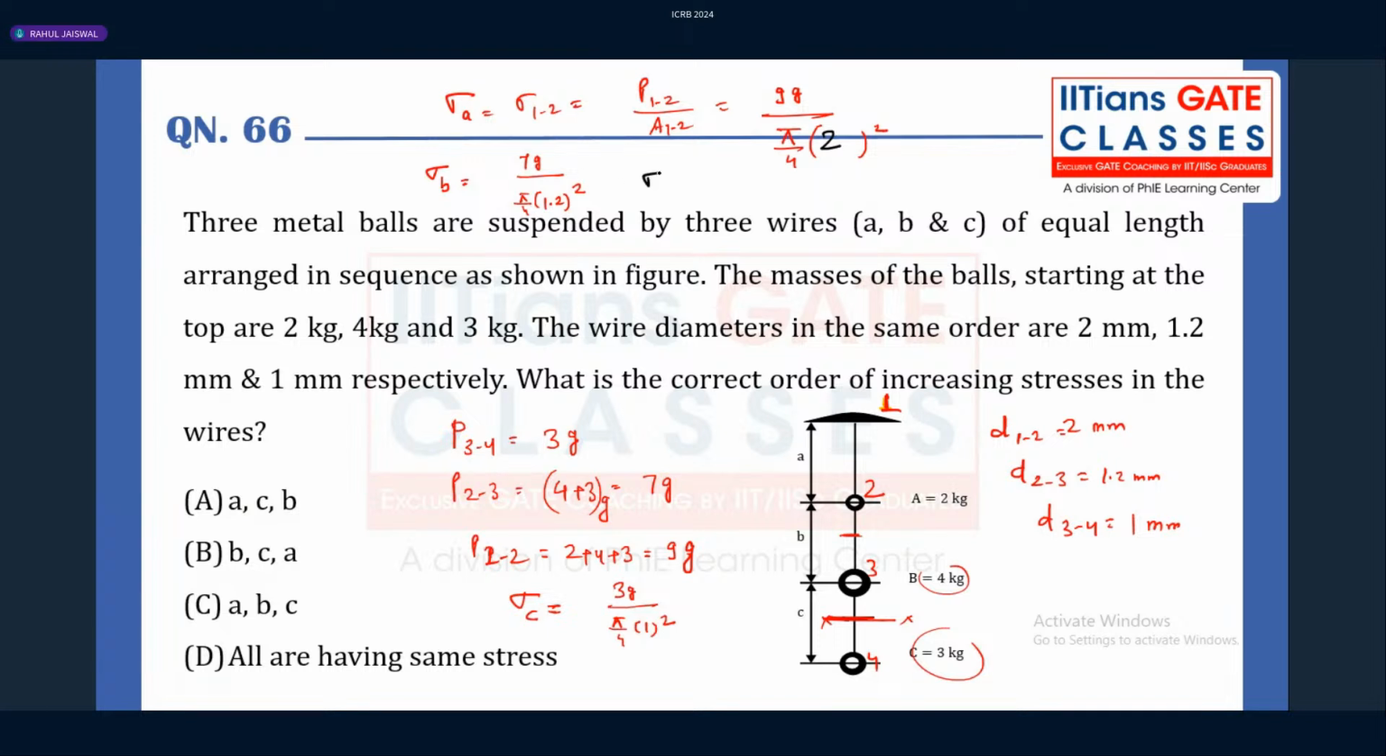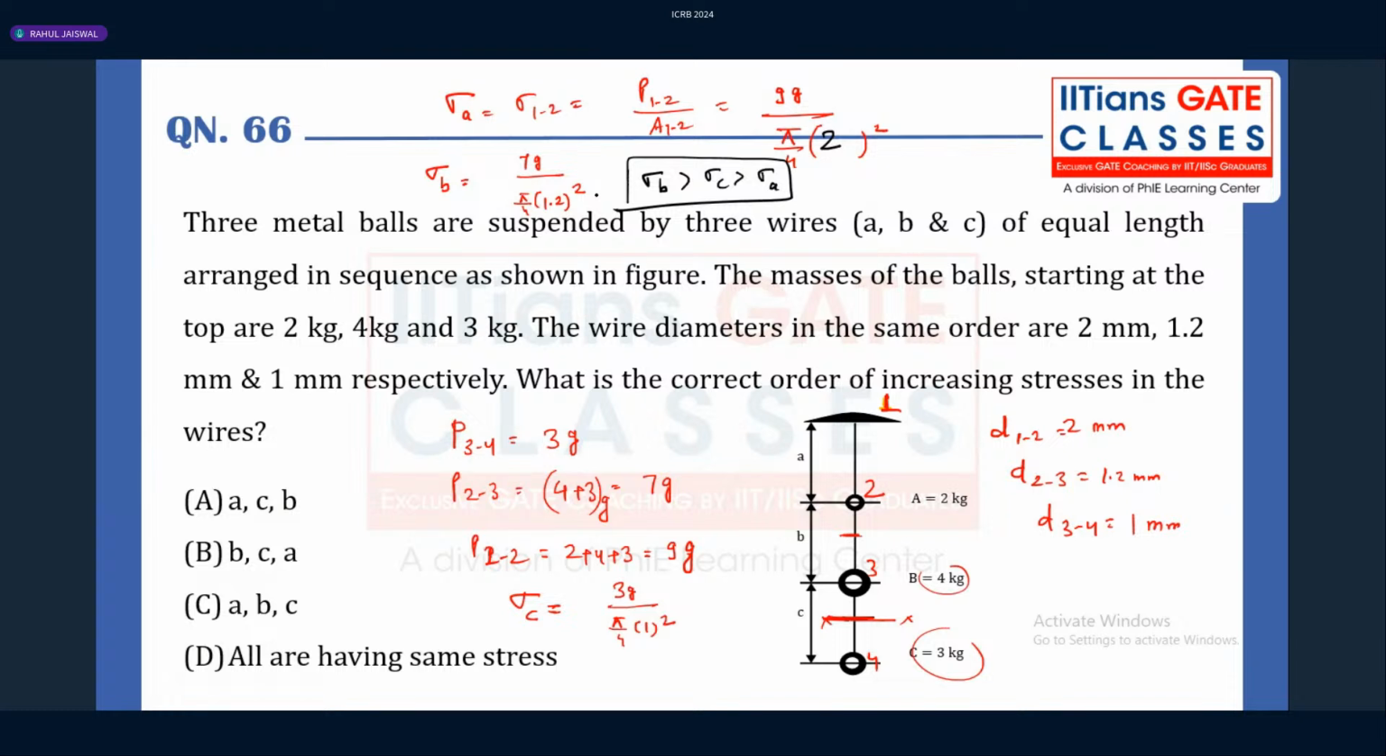So sigma B, if you see, it is more than sigma C, it is more than sigma A. You can calculate 7 by 1.2, 9 by 4. So it is 2.25 something. 7 by 1.2 square, 9 by 7 by 1.2 square, it is something like 4.86, and then we have the 3. So the least will be subjected to what?